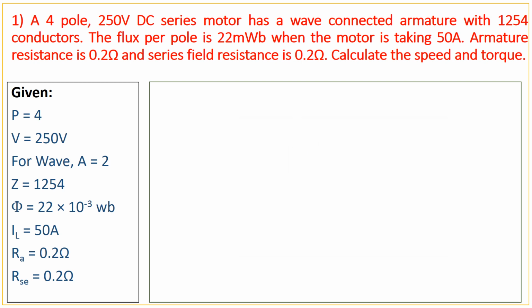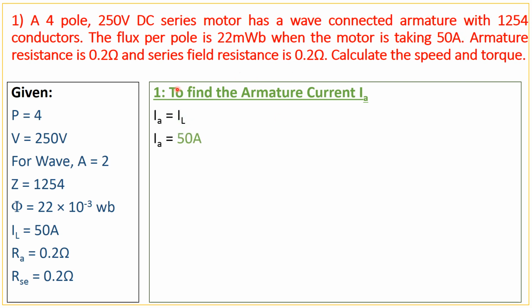Next, let me find the armature current IA. So we know that IA is equal to IL. It is that simple in series motor. Therefore, IA is equal to IL is equal to 50 amperes. So IL is already known as 50. Therefore, armature current is equal to load current, which is equal to 50 amperes.